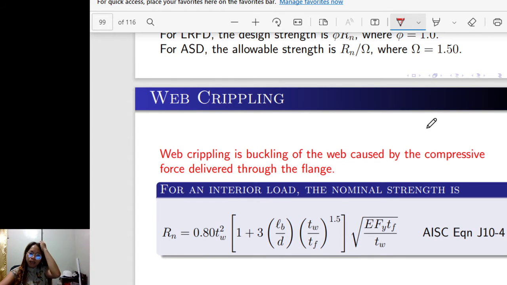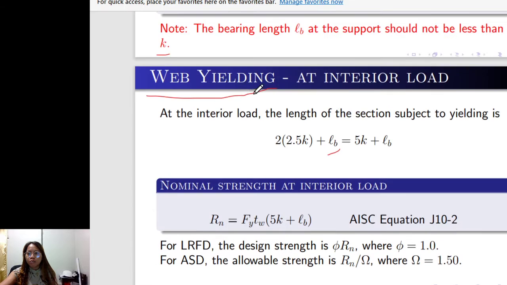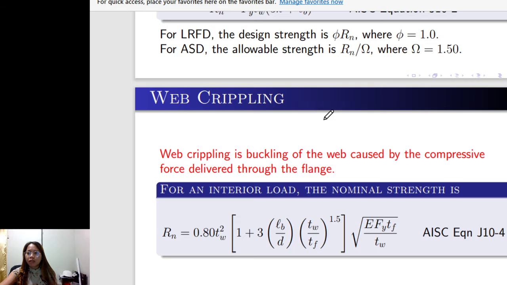Web crippling is buckling of the web caused by the compressive force delivered through the flange. So it's almost the same concept as web yielding, no? Web yielding is like what we discussed earlier, where it just yields, but web crippling is actually worse. If this is the flange and this is the web, the web cripples, something like that.